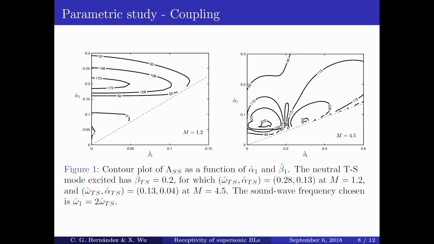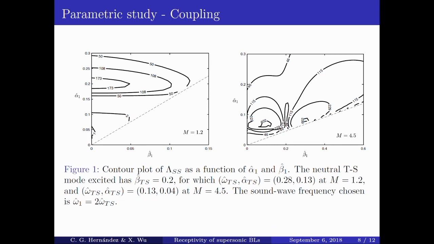Here you can see some parametric studies, some plots for the parametric study. On this figure, you can see the coupling coefficient computed versus alpha and beta, the streamwise and span-wise wave numbers, for Mach number 1.2 on the left and 4.5 on the right.